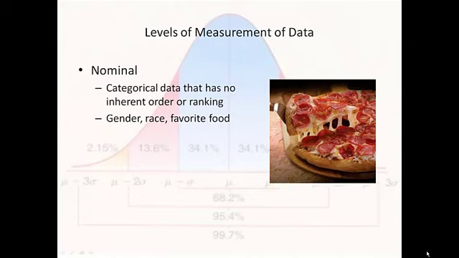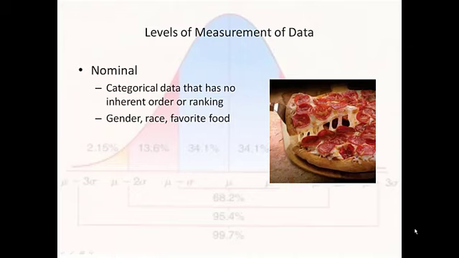The first level of data is called nominal. It's categorical, strictly speaking. It has no ranking, not at all. I know that there are arguments for certain genders or certain races or certain foods as being better or worse than others, but I think we can all agree that these are categorical data sets where there's no inherent rank at all. So that's nominal, like I said: gender, race, favorite food, type of car, et cetera.